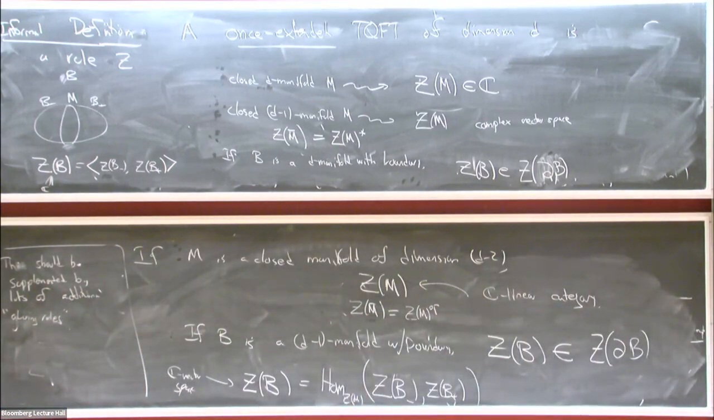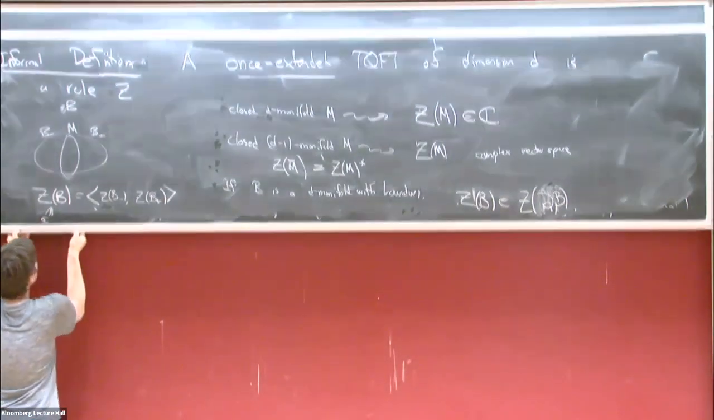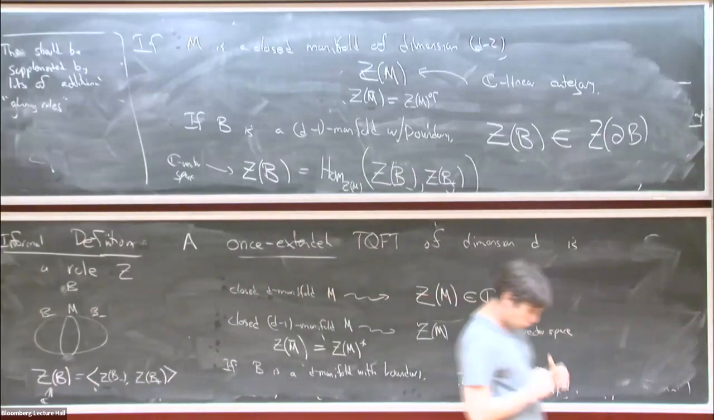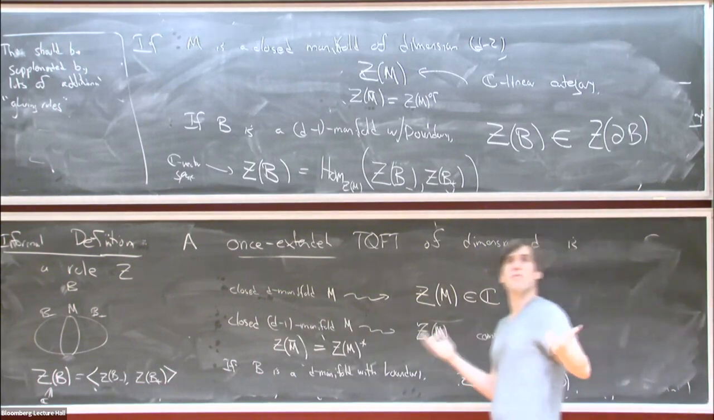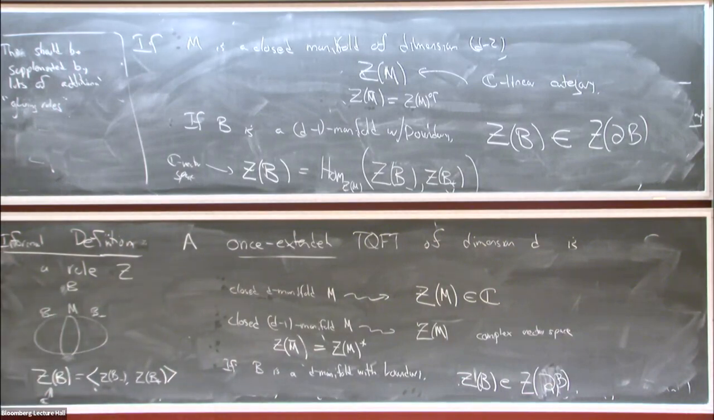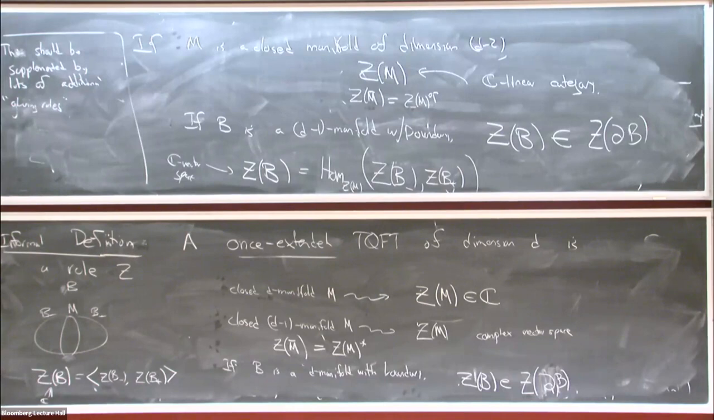And so in the non-extended case, we could summarize Atiyah's definition not by writing out exactly what the gluing rules were, but using the language of category theory, we could say there is a Bordism category, and a TQFT is a tensor functor from that Bordism category to the category of complex vector spaces. And there's something similar that you can do here.